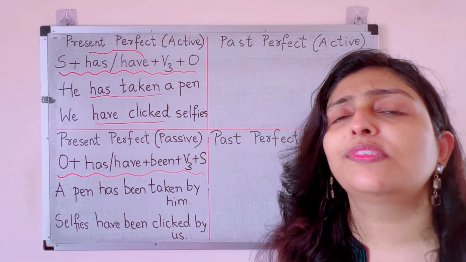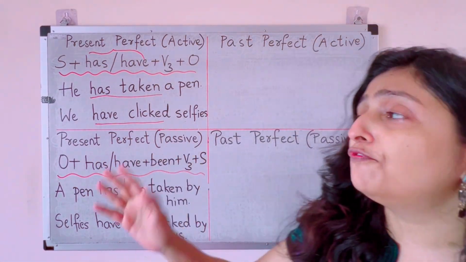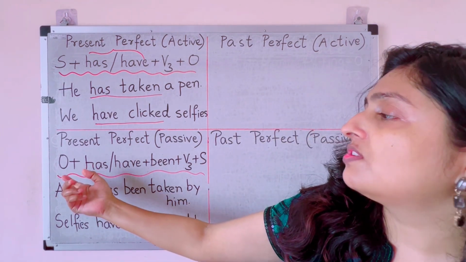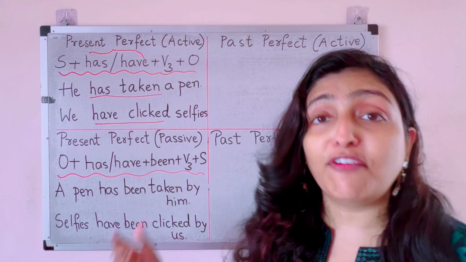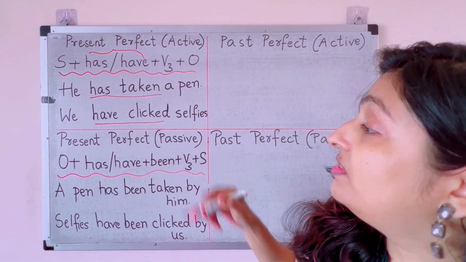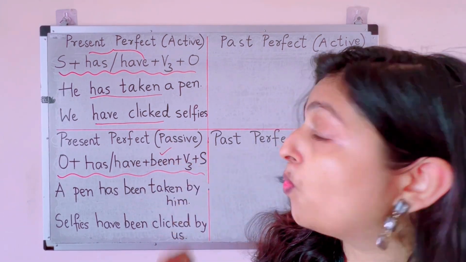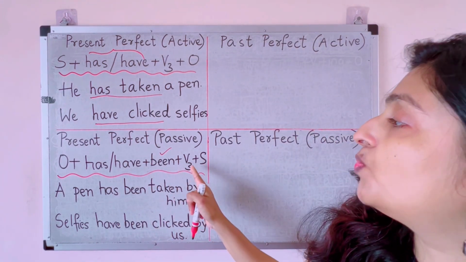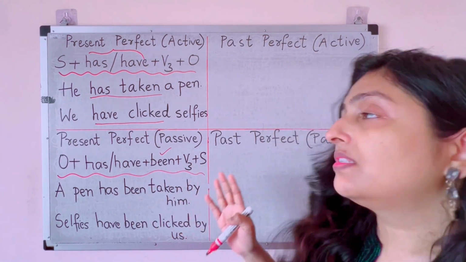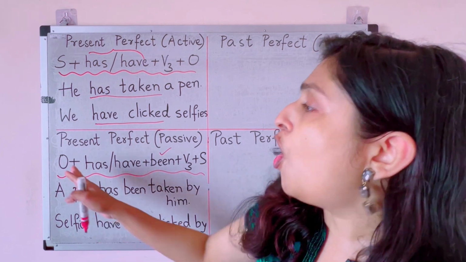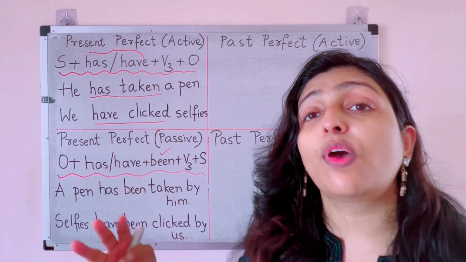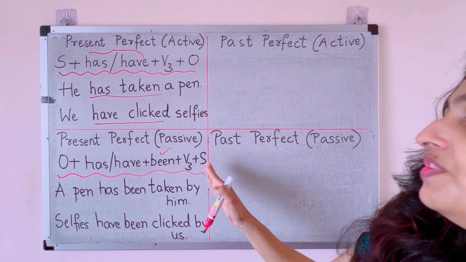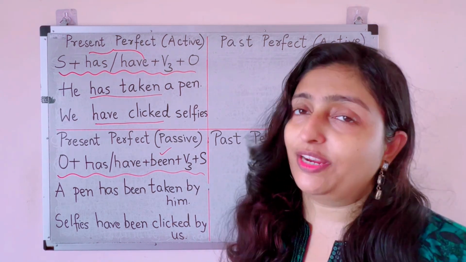Present perfect tense in passive voice, the formula is as usual. Object comes first, has or have, plus there is an extra word BEEN, plus V3 plus subject. Object plus has or have plus BEEN plus V3 plus subject.